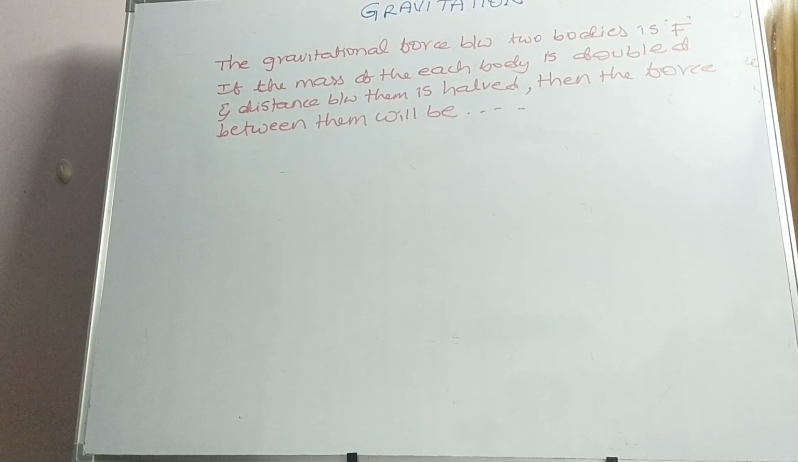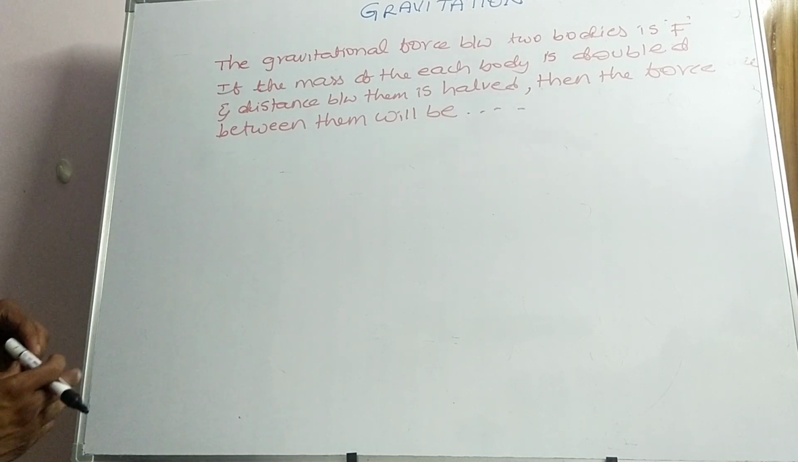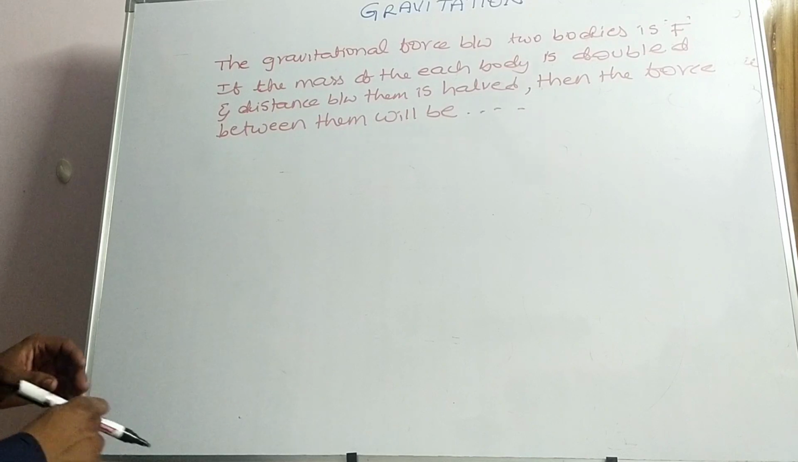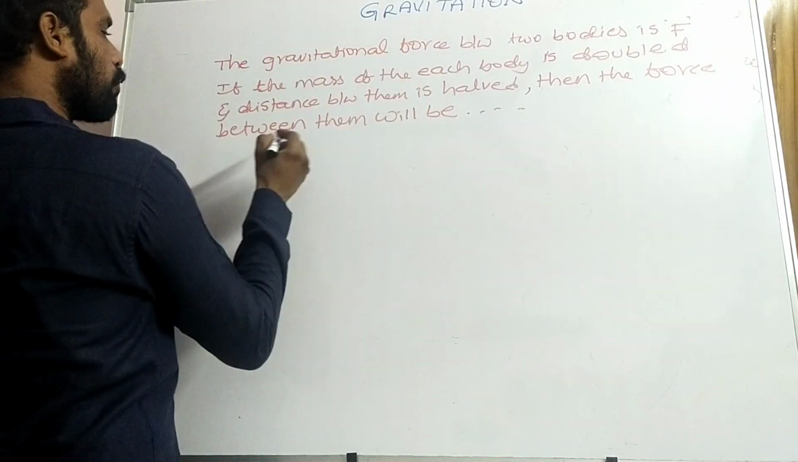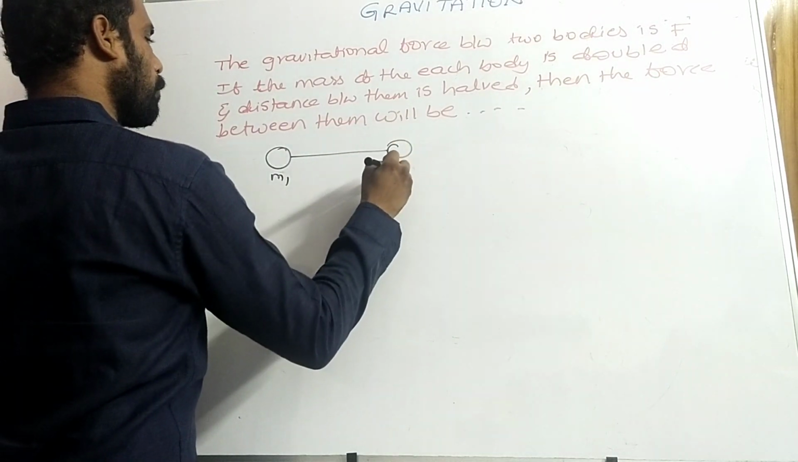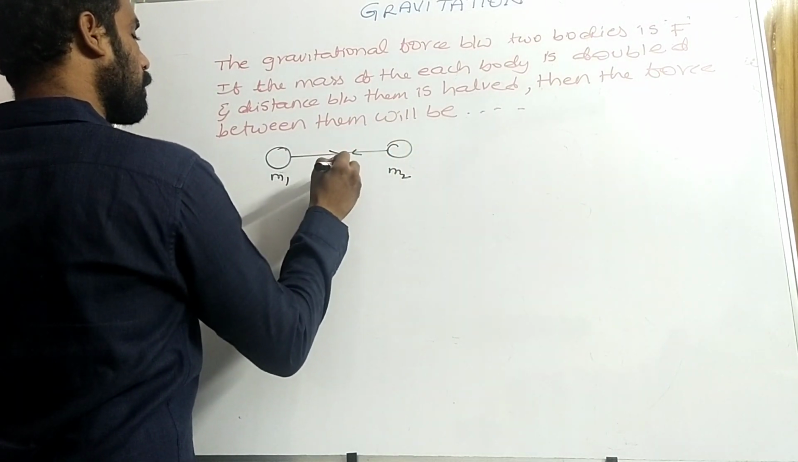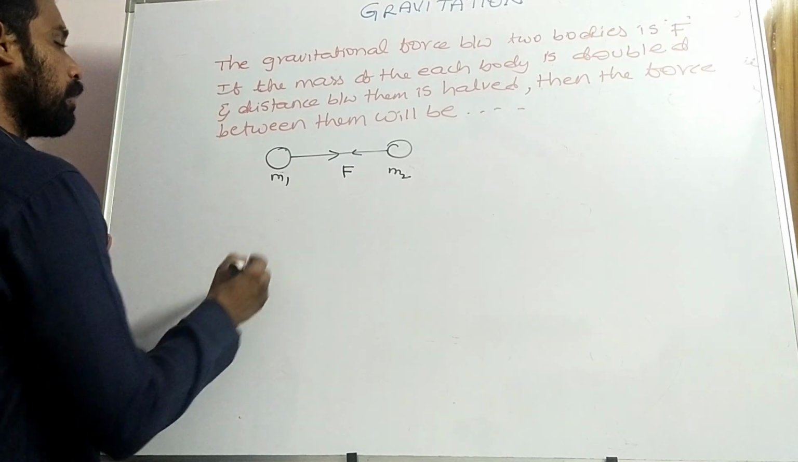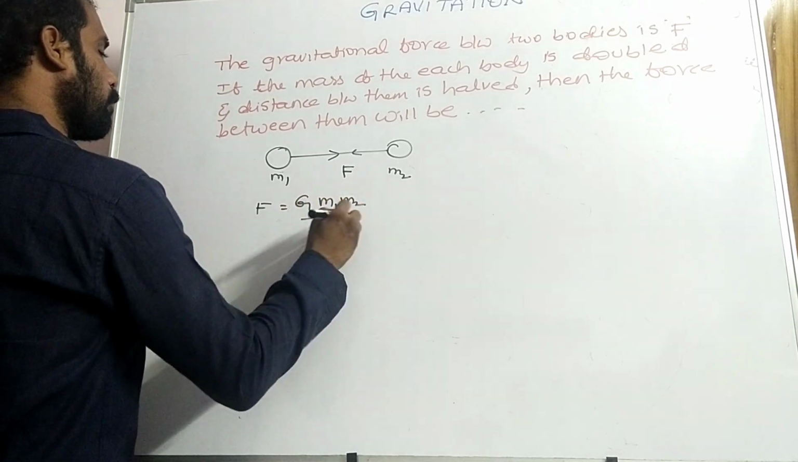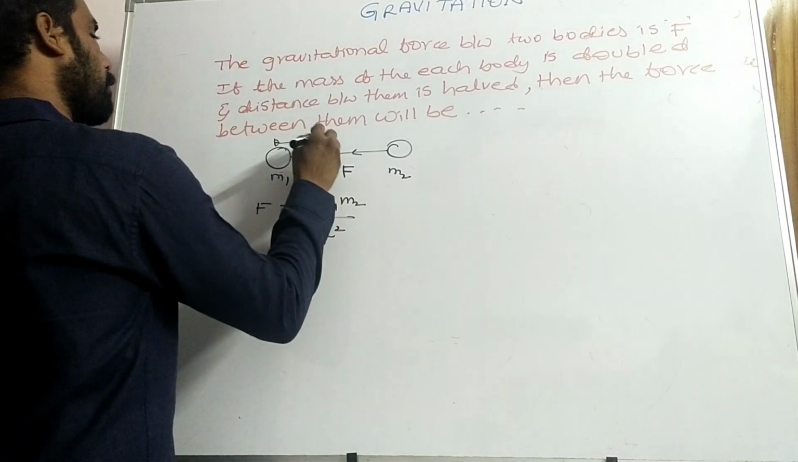See here, the gravitational force between two bodies is F. If the mass of each body is doubled and the distance between them is halved, then the force between them will be what? Let us consider this is mass m1, here is the body of mass m2. The gravitational force of attraction F is acting. So F is equal to G m1 m2 by r square is given, of course separated by distance r.